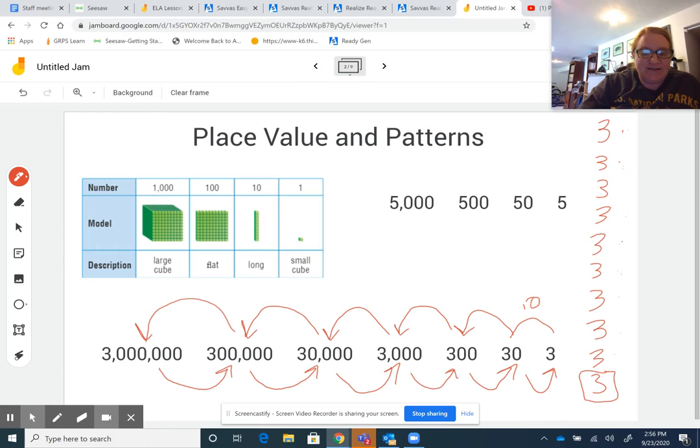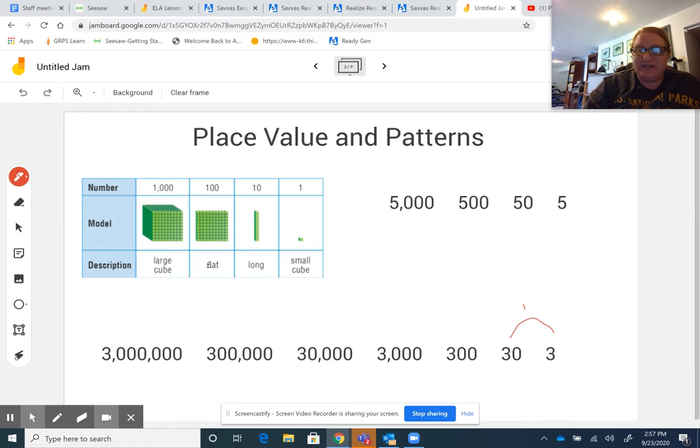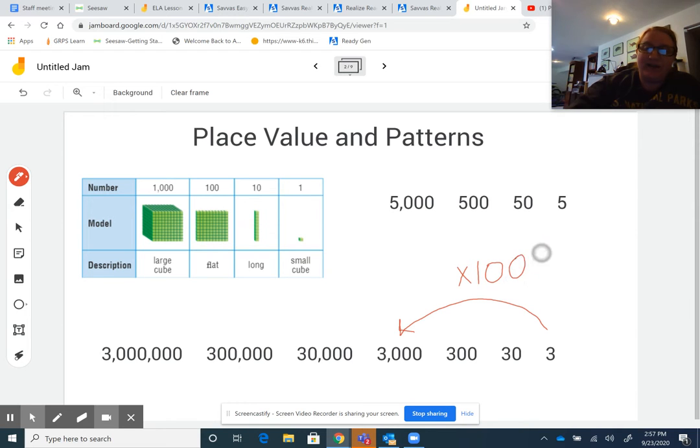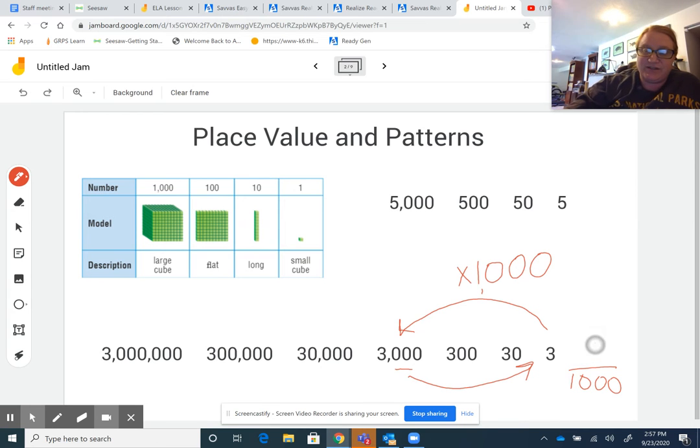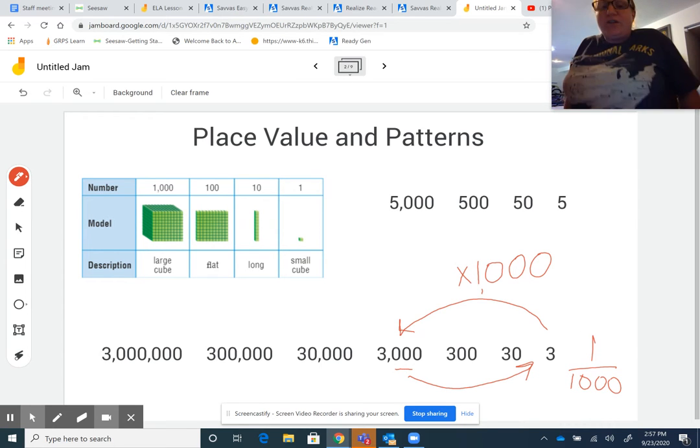Now, just like I was asking you before, let me get rid of a lot of these. Control Z is a beautiful thing on this Jamboard. I said, what's the relationship between 3 and 3,000? It's 1,000 times bigger, right? And we know that because 3 times 1,000 is 3,000. Now, if we go the other way and I say 3 is what of 3,000, it's still the same number of zeros, but now this time it's on the bottom. So it becomes a fraction, and it's not 3,000s, it's 1,000s. Okay, so that is just a quick little review.